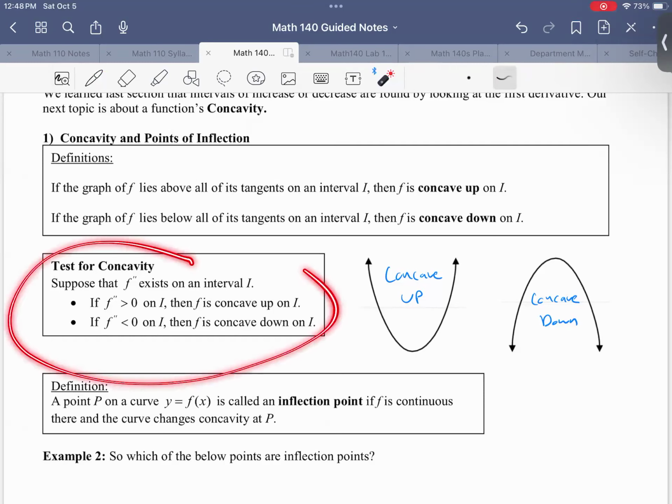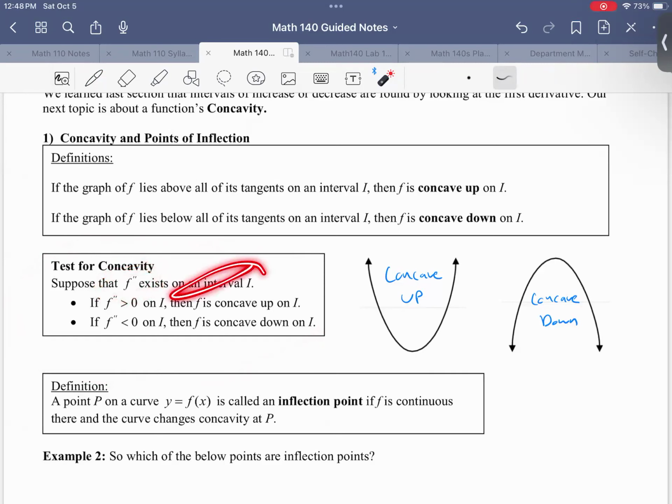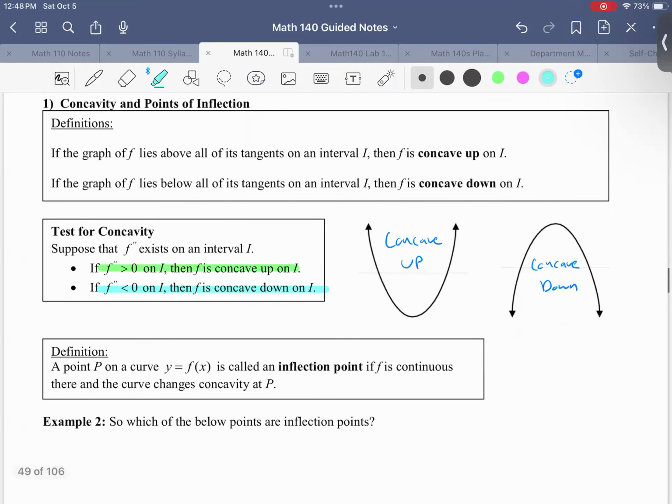So how do we actually test for concavity? Well, suppose that the second derivative exists on an interval. If the second derivative is greater than zero, then f is concave up on the interval I. And if the second derivative is less than zero, then it is concave down on the interval. So think about it like increase, decrease, what we just covered. If it's positive, then it's going up. If it's negative, then it's going down.